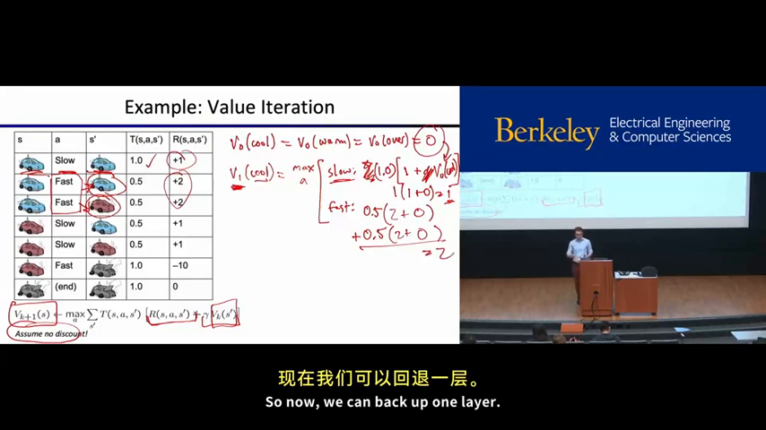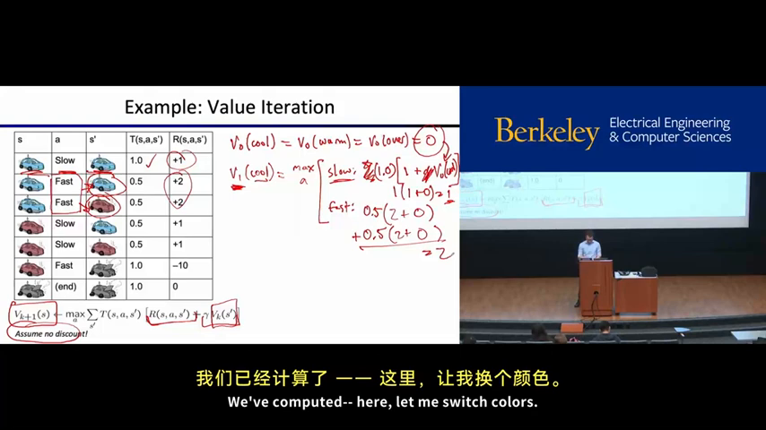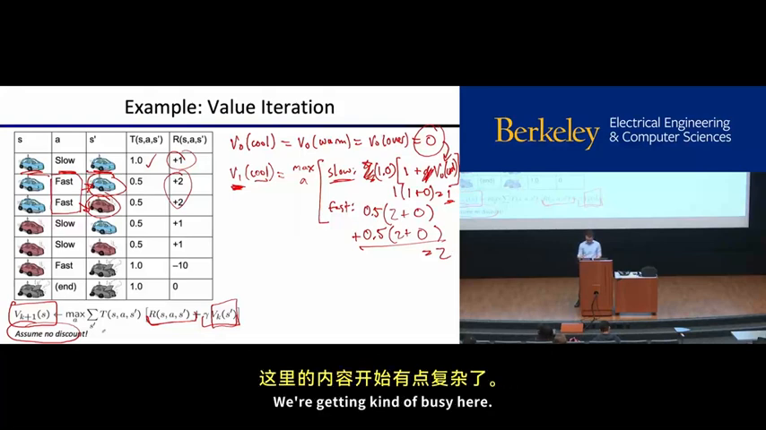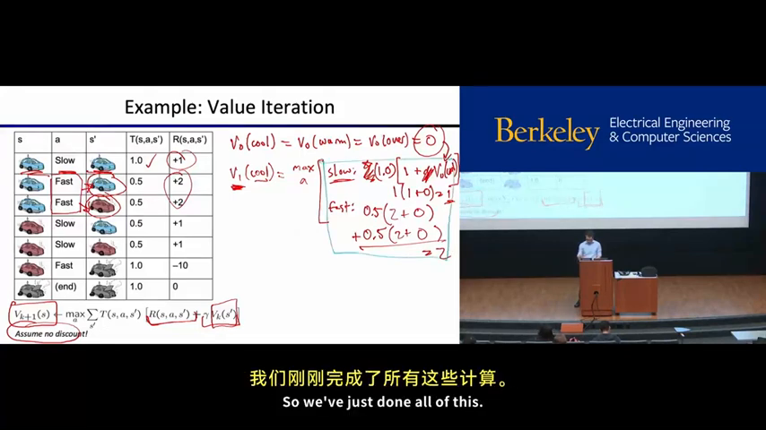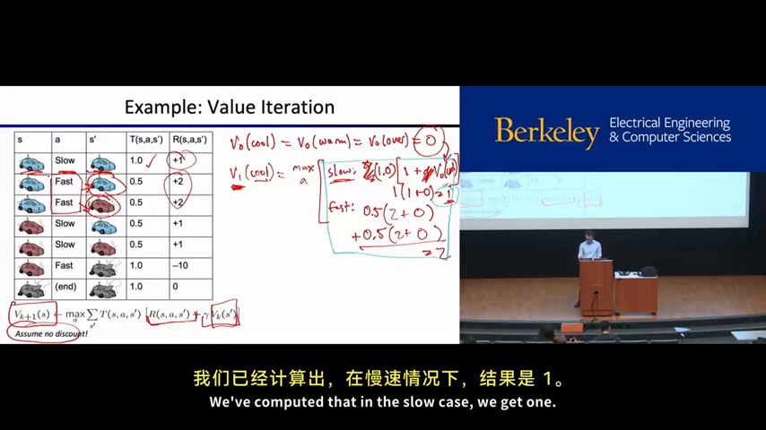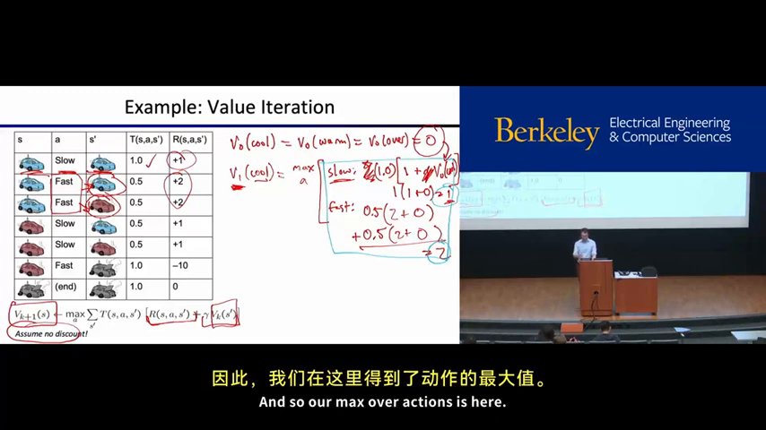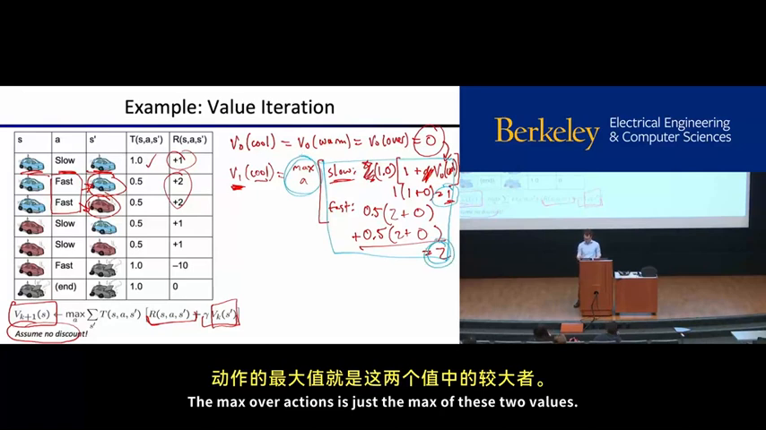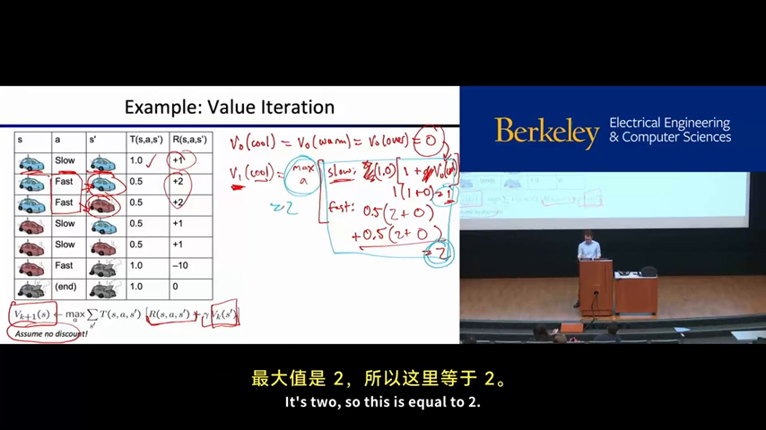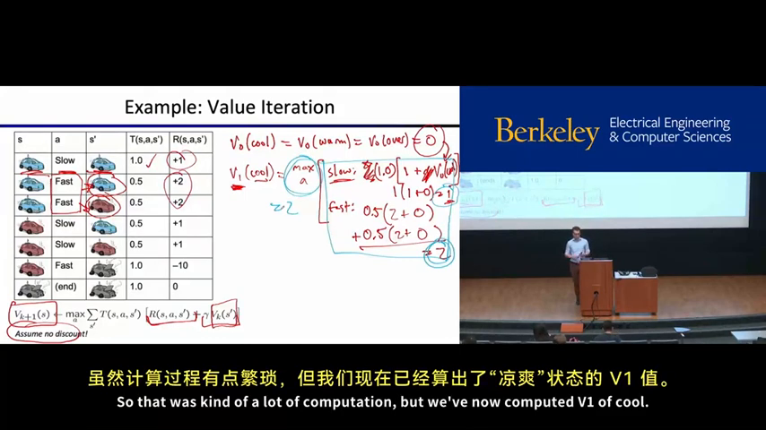So now we can back up one layer. We've computed here. Let me switch colors. We're getting kind of busy here. So we've just done all of this. We've computed that in the slow case we get 1, in the fast case we get 2. And so our max over actions is here. The max over actions is just the max of these two values. It's 2. So this is equal to 2. So that was kind of a lot of computation, but we've now computed V1 of cool.